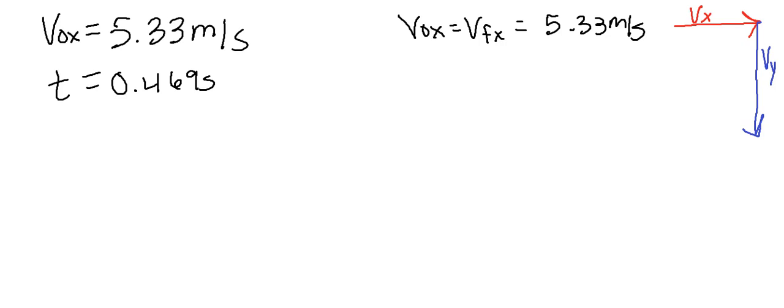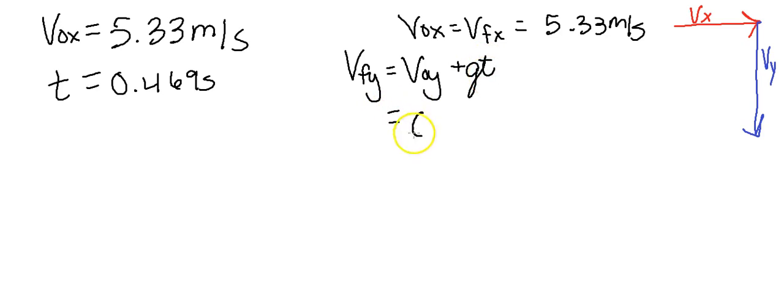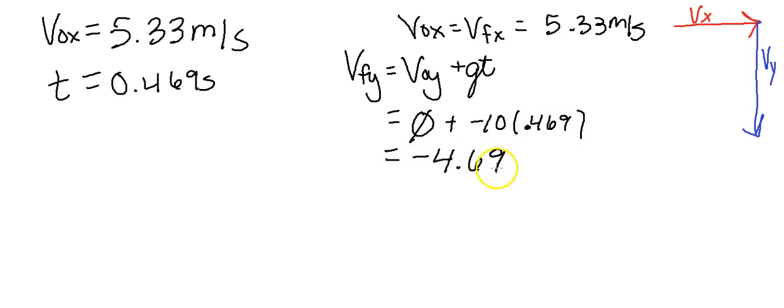So to calculate V final y, we want to pick an equation. The easiest one is V final y equals V initial y plus gravity times time. For our purposes, V initial in the y direction is 0, gravity is -10, and time is 0.469. So when you multiply that together, you get -4.69 meters per second as the final velocity in the y direction.